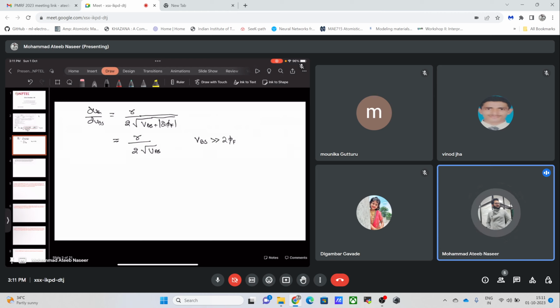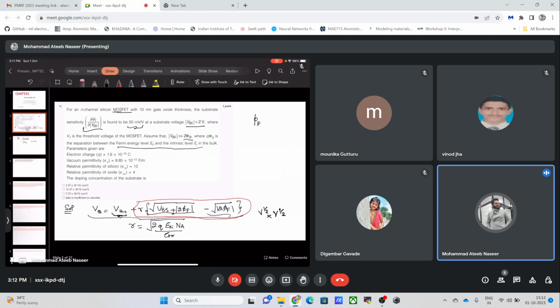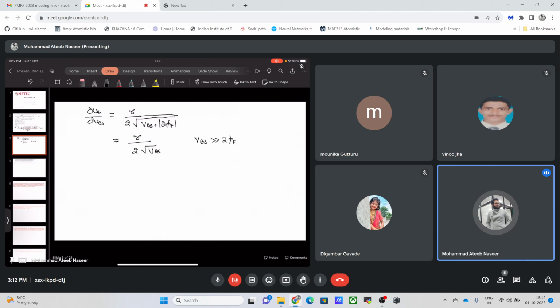So basically they had given us the surface potential to be equal to 2 phi f at this point, and they had mentioned that q phi b is the separation between the Fermi level and the intrinsic Fermi level in the bulk. And we had seen this previously in the previous lecture, that this is nothing but the surface potential. So this surface potential in this case is smaller than this VBS bias. So we can easily say that this value is equal to gamma by 2 root of VBS only.